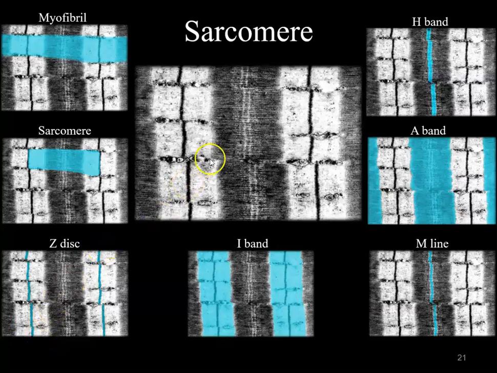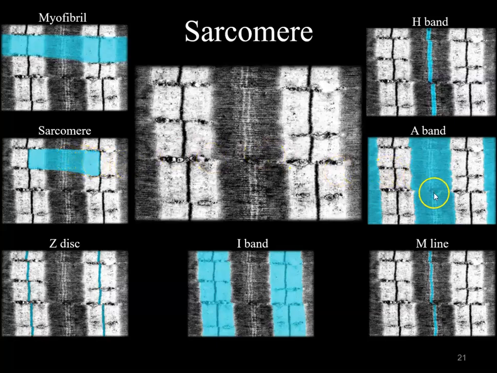All right, so here we have an image of a sarcomere. These are your Z discs here, and you can see them highlighted in blue. The actual myofibril is going lengthwise this way, okay? The sarcomere itself is going to be from Z disc to Z disc.